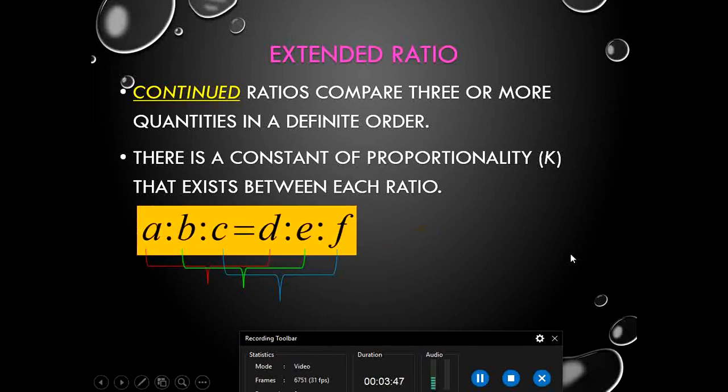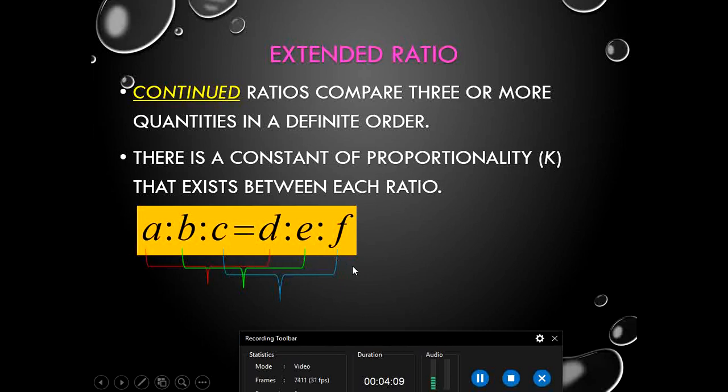This is an example of a continued ratio. It's written in a horizontal format. What you can see here with the red bracket is that the first element A is being compared to the first element D. And then with the green bracket, the middle element B is compared to the middle element E. And then with the blue bracket, C is compared to F.